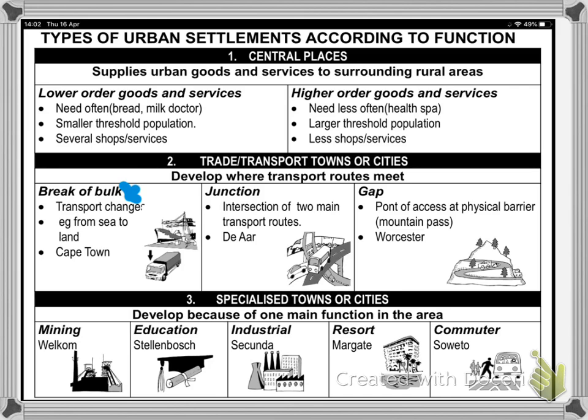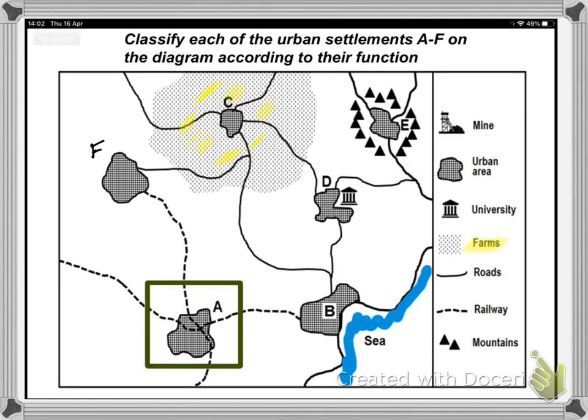Kimberley also has that function. If you think of other surrounding areas, there are a lot of farms in our area, and all of those farmers basically come to Kimberley. They want to buy certain things. It's only Kimberley that will provide them in this area. Okay, good. So we've done A, B, C.